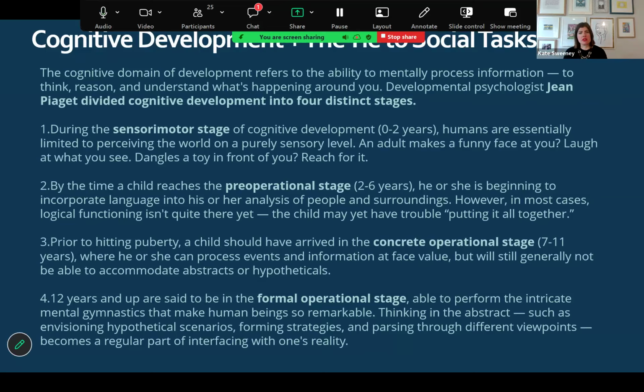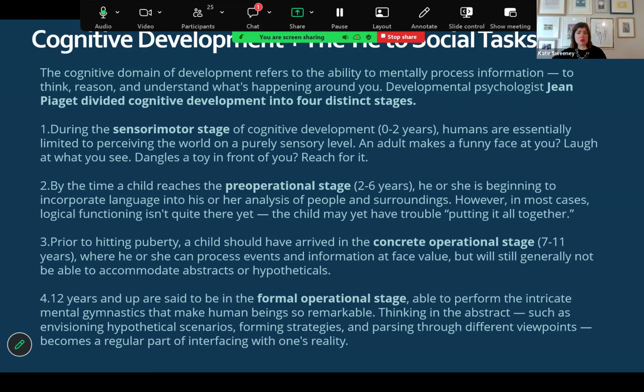The next developmental stage, between 2 and 6 years old, is the pre-operational stage. During that time, a child is beginning to incorporate language into their analysis of people and surroundings. However, in most cases, logical functioning isn't quite there yet, so a child might have trouble putting it all together. This is often where kids are drawing connections between similarities and differences, and trying to make sense of their world.